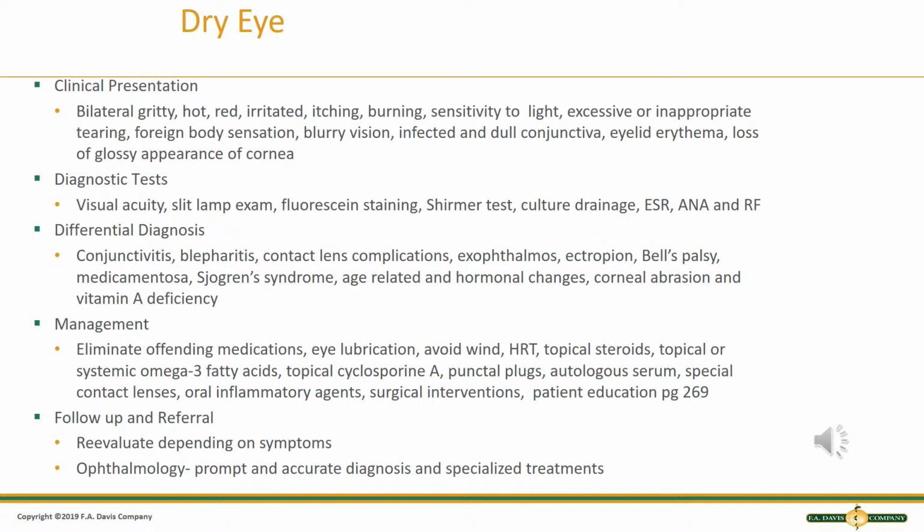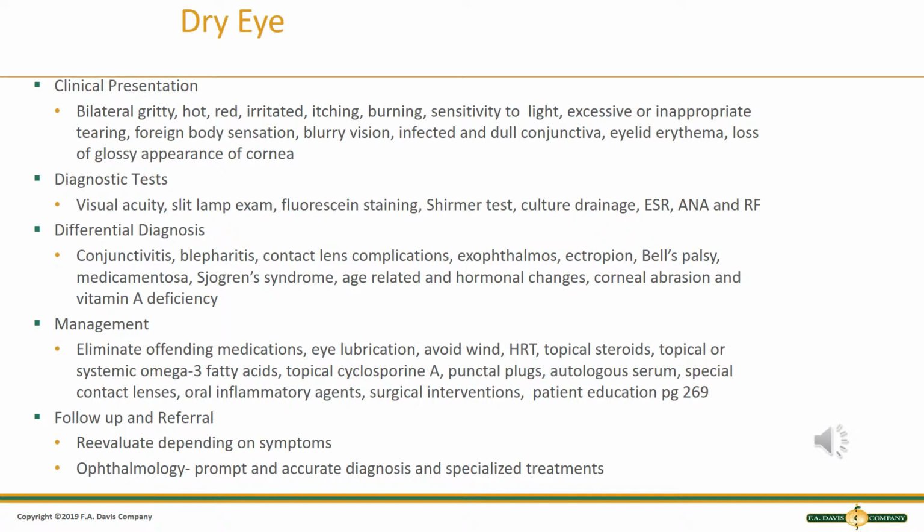Know also that you might need to adjust medications because you can see there's several medications that can actually affect the dry eye syndrome, including hormone replacement therapy. Topical steroids, topical or systemic omega-3 fatty acids can be used, topical cyclosporine A. Punctal plugs can be done. This is an ophthalmology procedure. Also autologous serum, special contact lenses, oral inflammatory agents, and then there's surgical interventions that also can be done if it becomes persistent or severe.